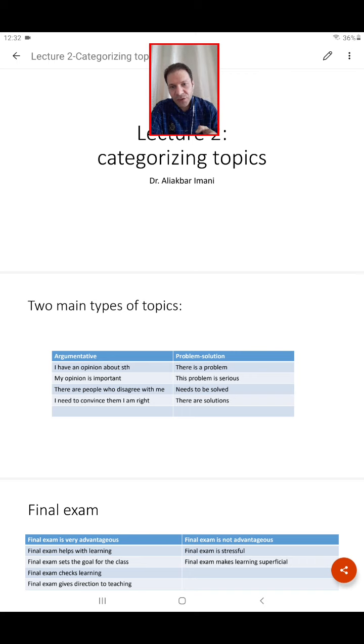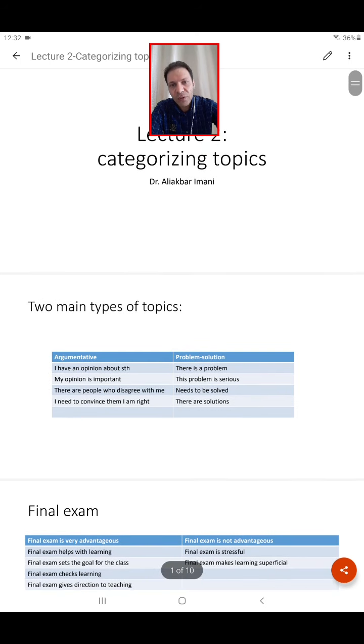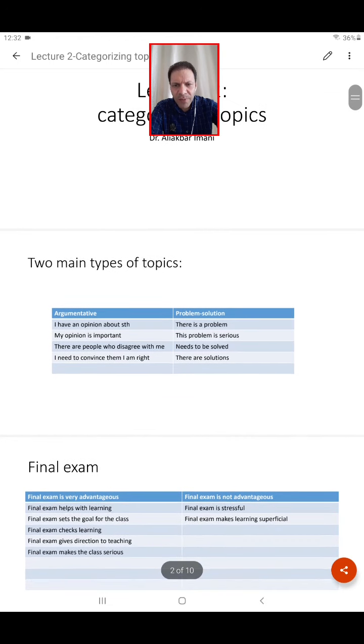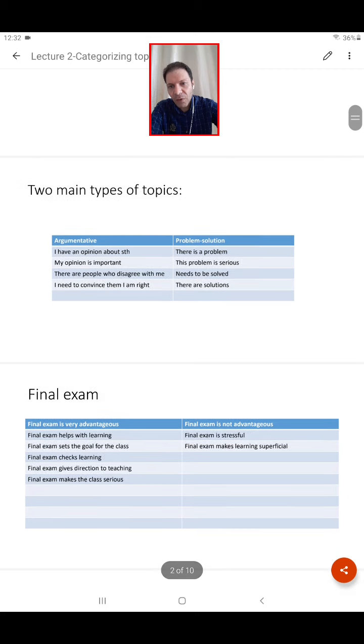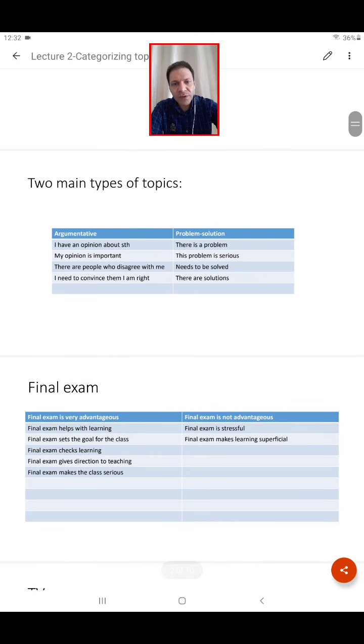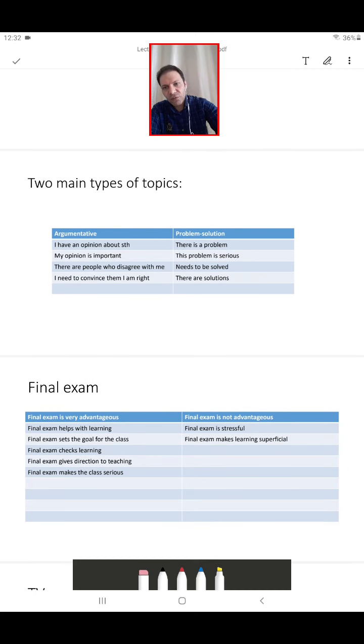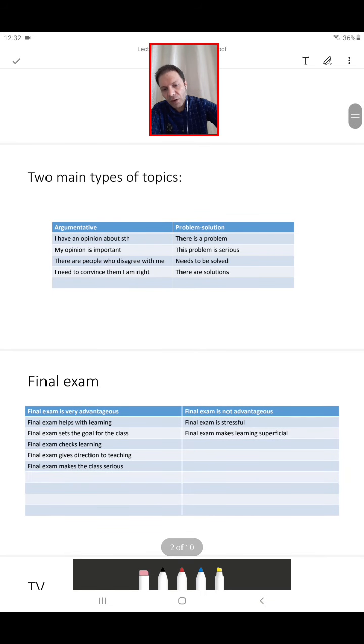So again, on the way to develop the research article, you have to be able to categorize your topic. There are basically two main types of topic that you can choose from. Number 1, argumentative, and number 2, problem solution. So what are the features of argumentative or problem solution topics?